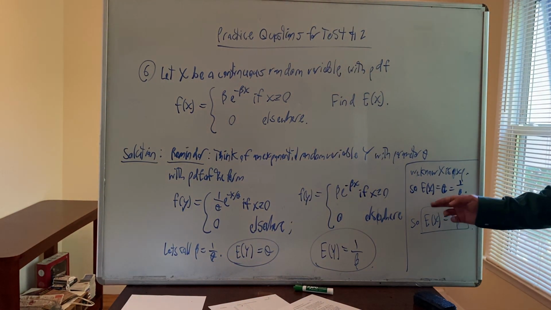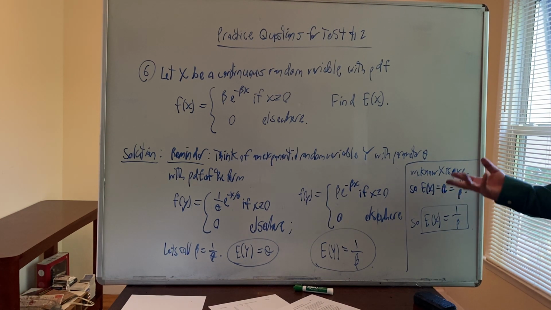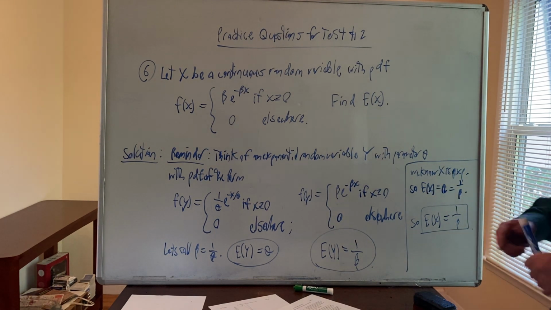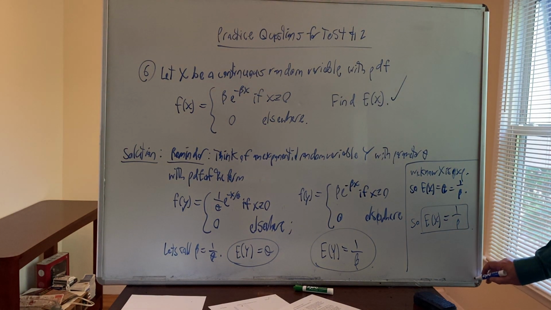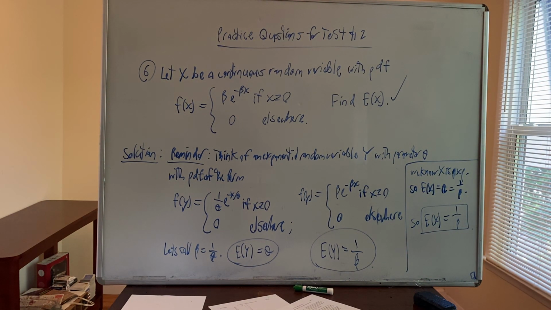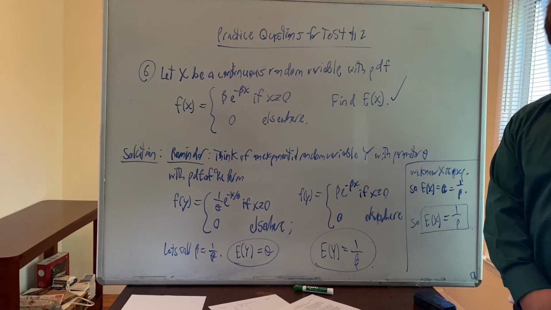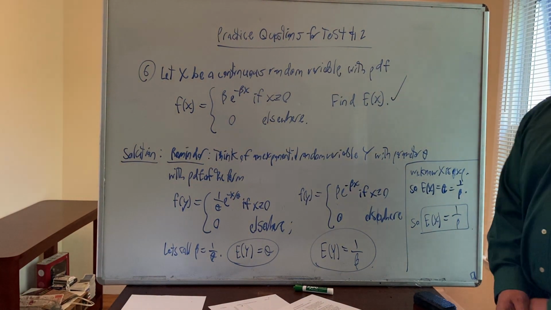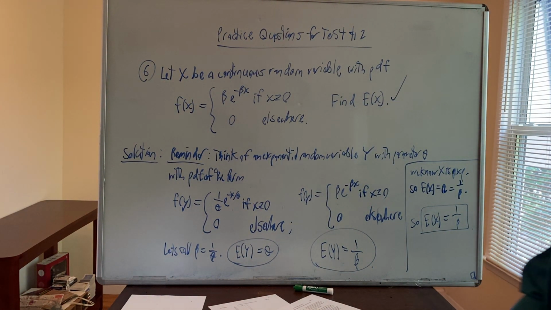And so since the expected value of x is still theta, still the parameter, you have to think of what theta is in terms of beta. Theta is 1 over beta. So E of x is 1 over beta. And so we found E of x, and we're done with this problem. Okay, so that's number 6. Good. So one more problem in the practice problem list.